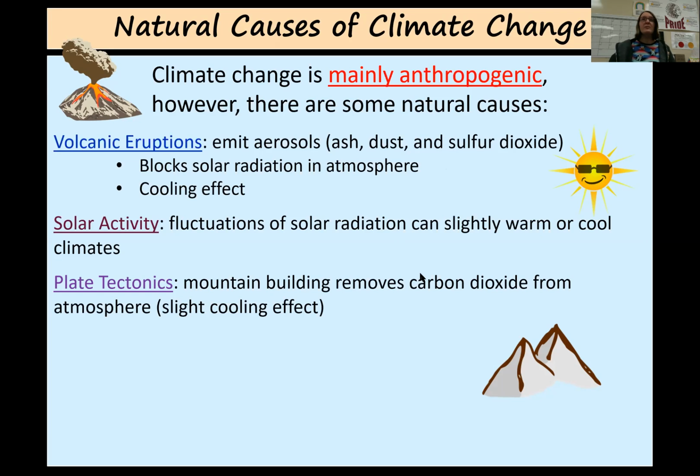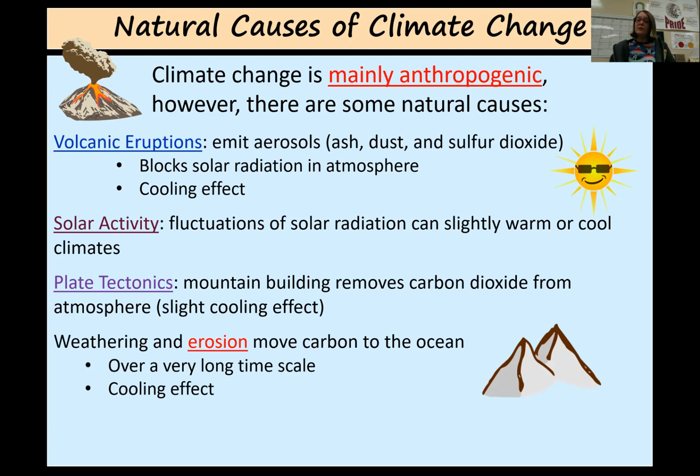And then we know that the earth is moving. The crust sits on the mantle, and the mantle is made up of molten rock. It's like a lazy river of molten rock, and that means the crust is sitting on something moving, so those plates move. Sometimes those plates converge, and when they converge, they push on each other and create mountains. Well, this is a long-term thing. Obviously, mountains aren't being built overnight, but mountain building can actually remove carbon dioxide from the atmosphere, which can lead to a cooling effect.